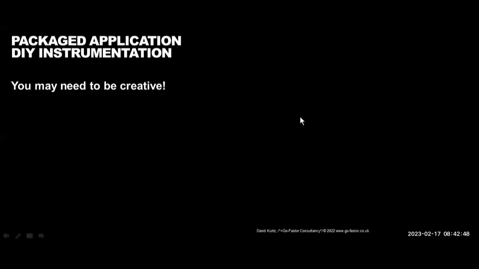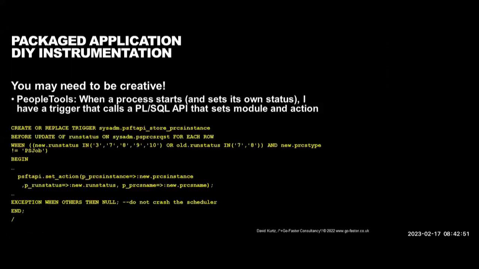Sometimes with a packaged application, you need to be creative. You might, for instance, use triggers to say, well, when a certain piece of data is updated, that means something is going on, I'll set module and action. So in PeopleSoft, with some of the uninstrumented bits of it, when a process starts, the first thing it does is it updates its own status to 7 to say, I'm processing. Well, at that point, I set module and action equal to the name of the process and its unique identifier. So now I've instrumented the application without actually changing the code.